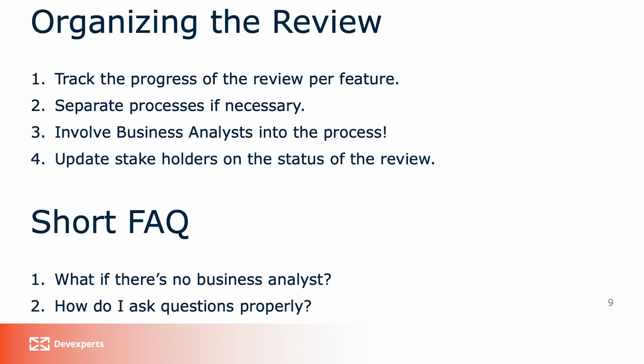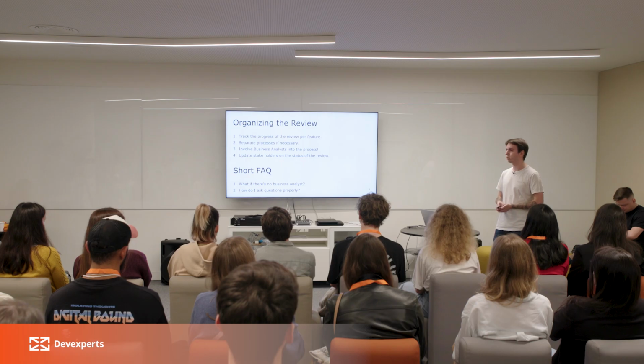Another question is: how do I actually ask questions properly? Clear communication is extremely important, and in my opinion it consists of three points. The first point is that it should have a clear assignee, so a person needs to know that something is addressed to him or her. The second point is that the person you address should understand what he or she needs to do specifically. And third, it should be documented.